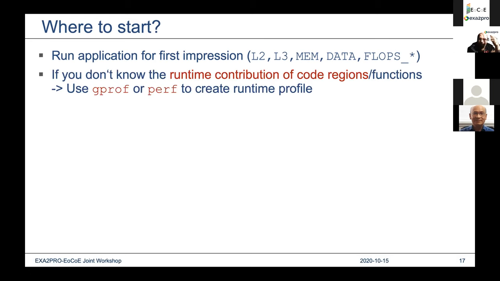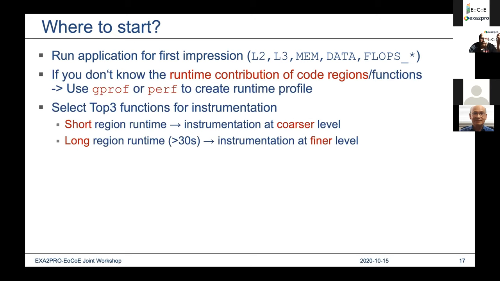If you don't know the runtime contribution of code regions or functions, like if you haven't written the code yourself, like you took it over from somebody else. Like we do, of course, user support at the computing center for HPC users. And if they send us some code, we have no clue about that. So what we do is a runtime profile using gprof or perf. And then we get the top 10 functions which we should instrument and check more deeply.